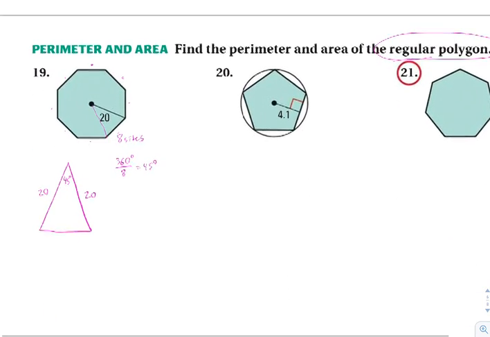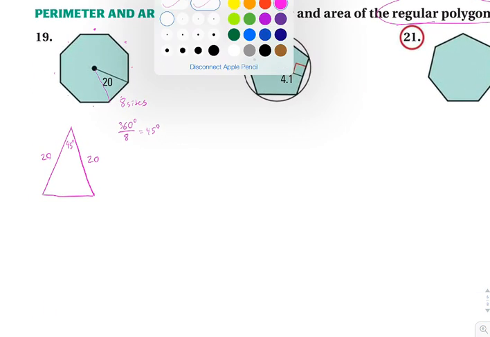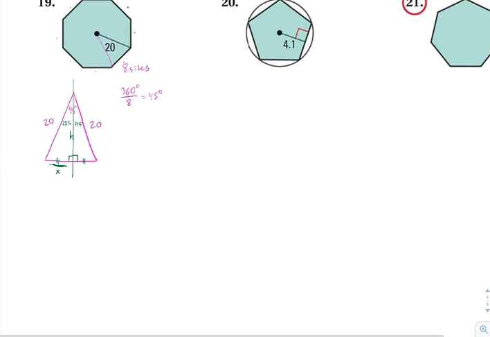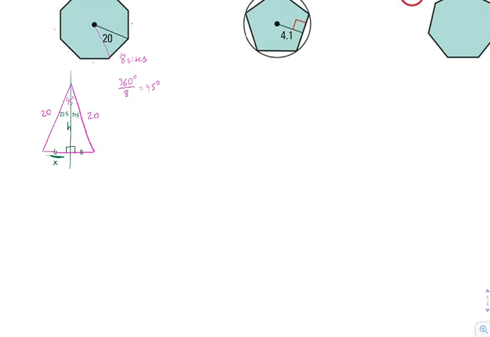First things first, I'm going to use a different color. I want to cut this triangle in half. I've got this angle right here is a right angle. This is split in half. This is half of 45, or 22.5 degrees on each side. So I need to find both the height and the base here. Let's call this x and this h.